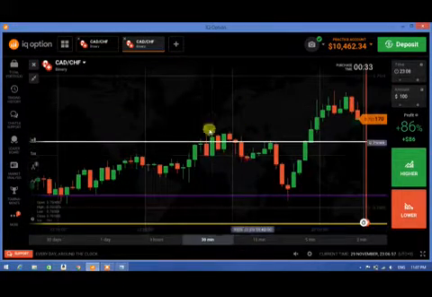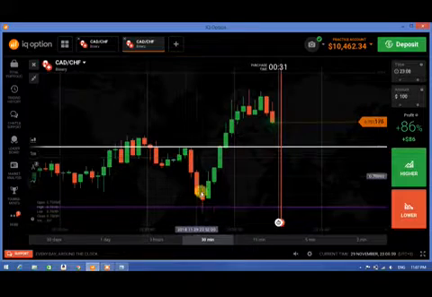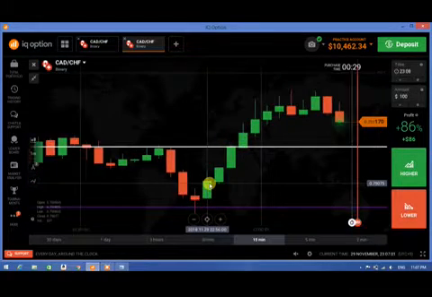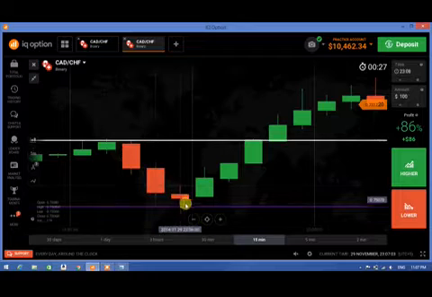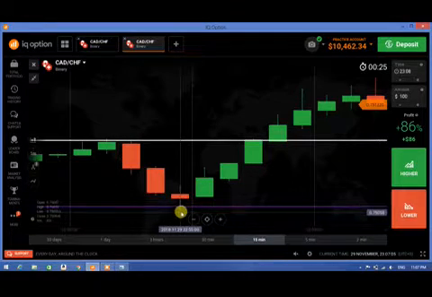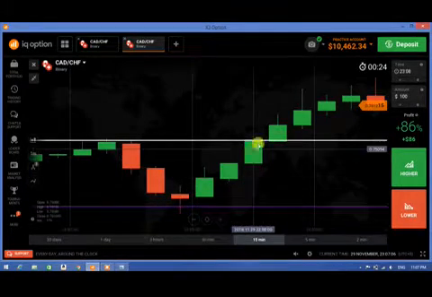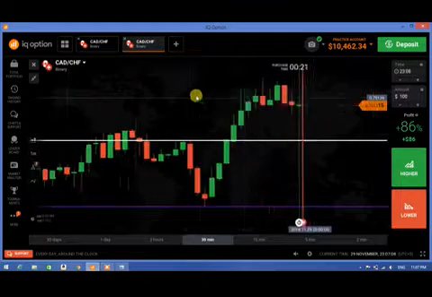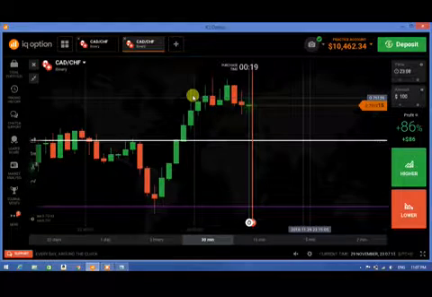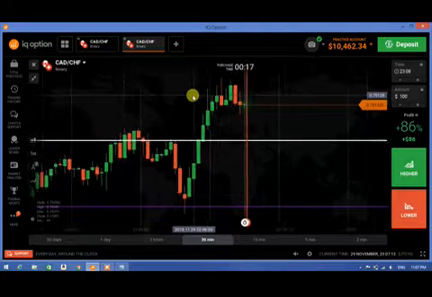It touched up and it came down. Here you can see a beautiful movement. There's a rejection, there's a wick, and there's a line, so the price is gonna move up. This is how the pro traders trade.